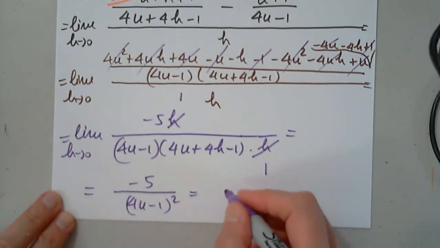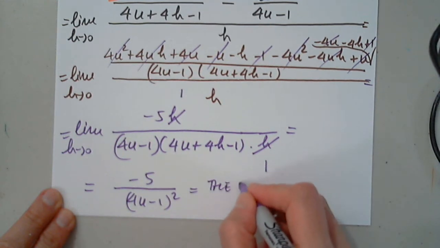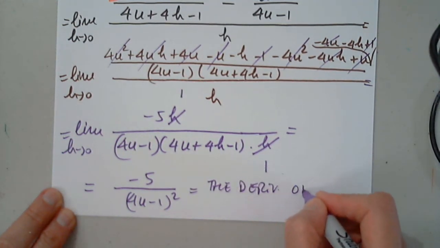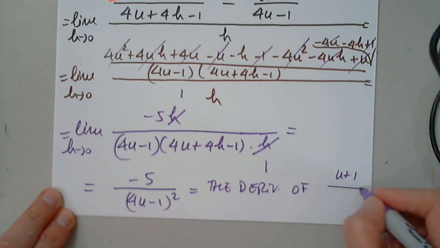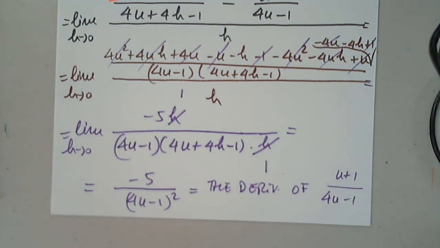And this is the derivative of u plus 1 over 4u minus 1. That gives the rate of change at any point.